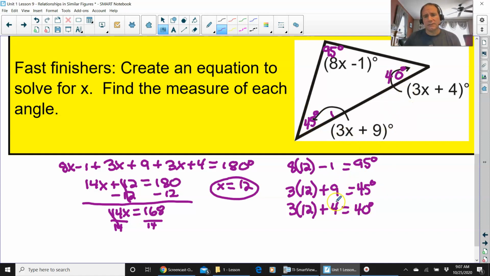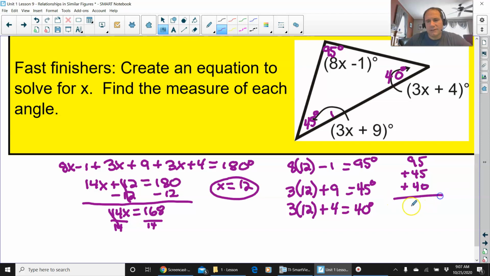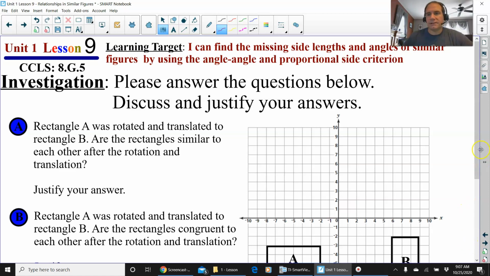That is it. So the way you could check this, you have 95 plus 45 plus 40, and then you put that in a calculator. It does equal 180 degrees, and you know that you're correct. Right? So all interior angles equal 180 degrees, and that's basically it.